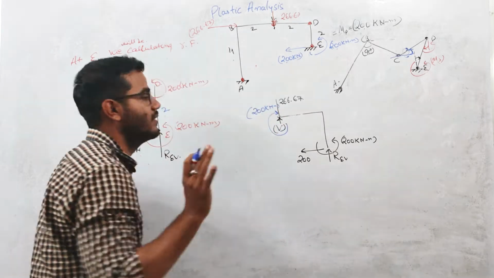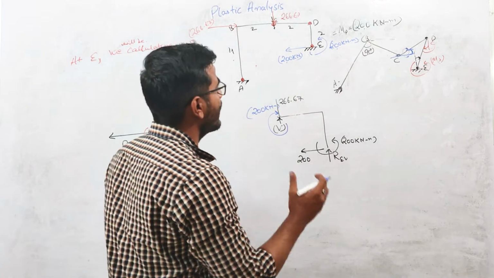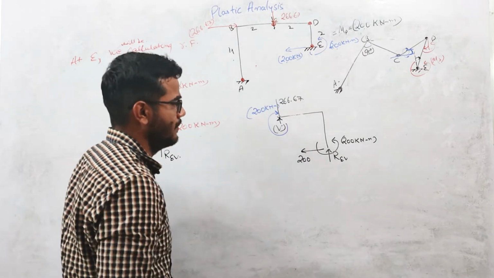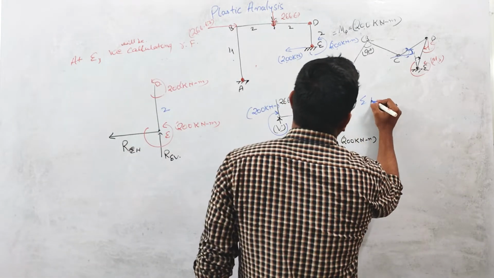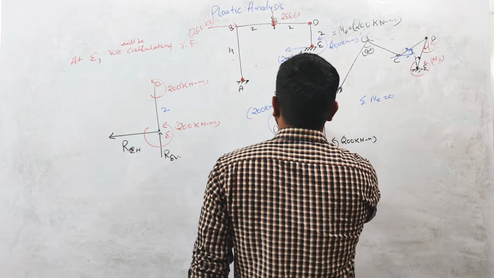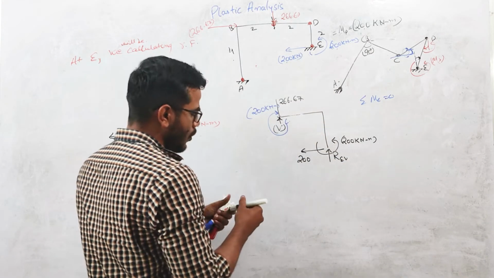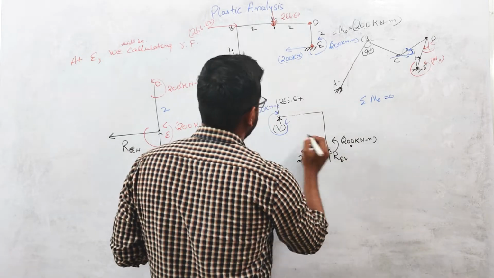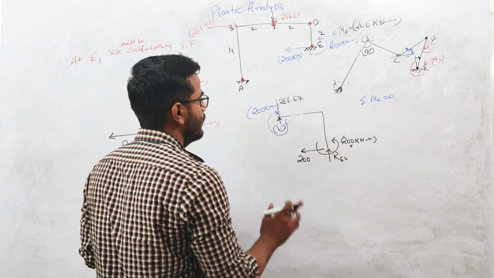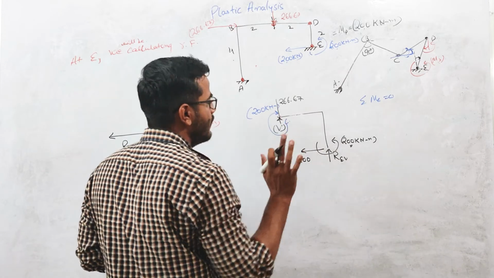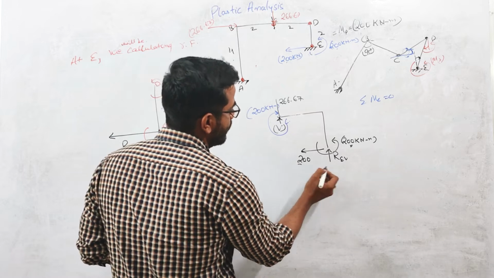There should be no doubt in the direction of the MP, right? You always take it opposite to the direction of the rotation. Now, if you calculate summation MC equals 0, this is point C. I can write that these two moments will cancel each other, because this one is clockwise and this one is anti-clockwise. So the effect of both at this point will be 0.